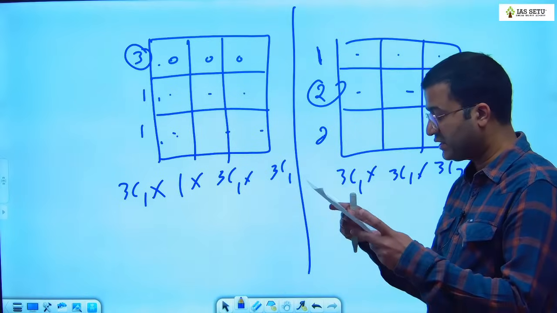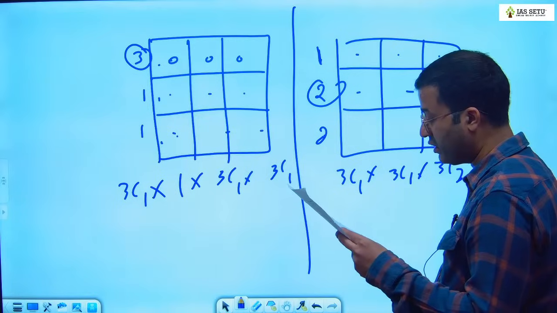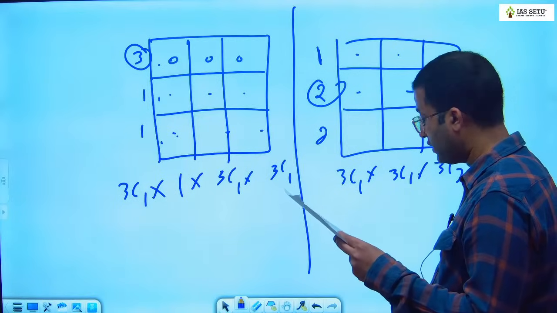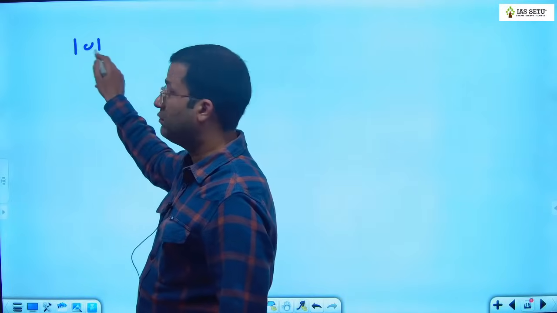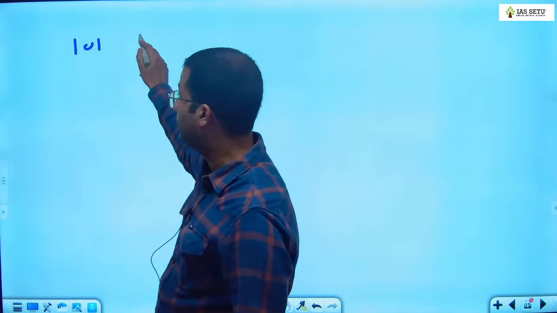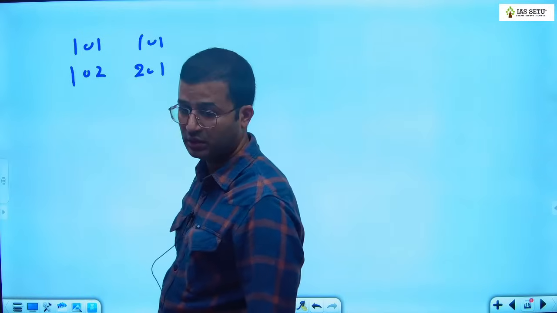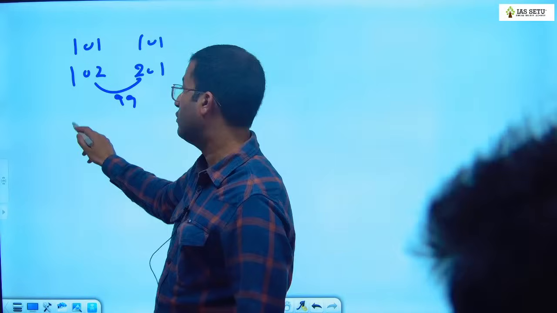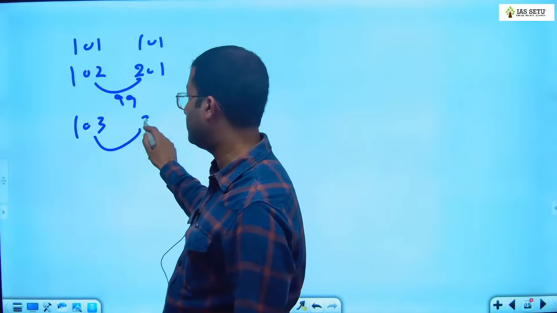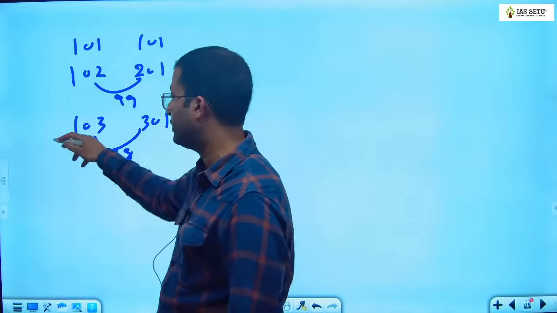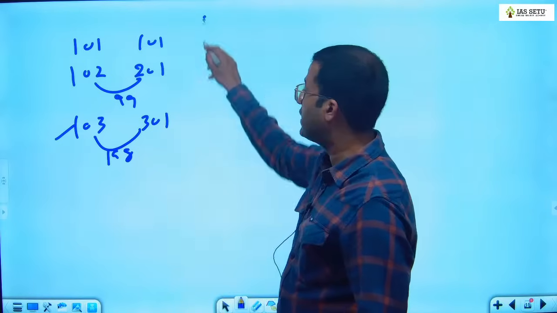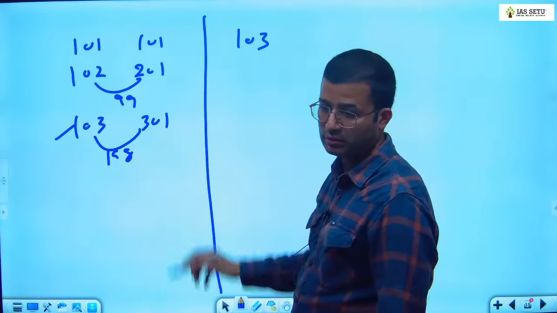How many 3-digit numbers are greater than 100, increased by 198, that 3 digits are arranged in the reverse order? 101, when you reverse it will be 101. 102, when you reverse it is 201, it is 99. 103, it will be 301, 198, perfect.